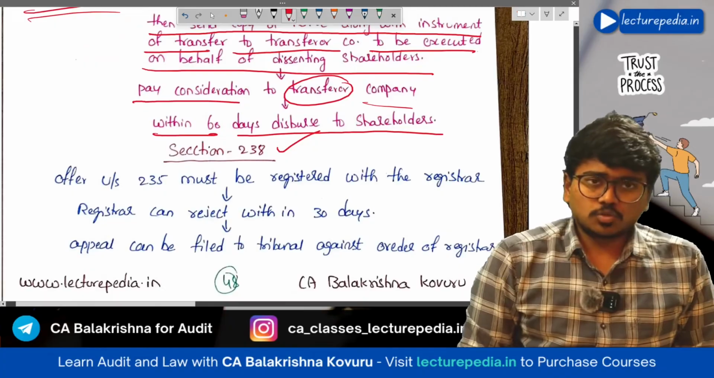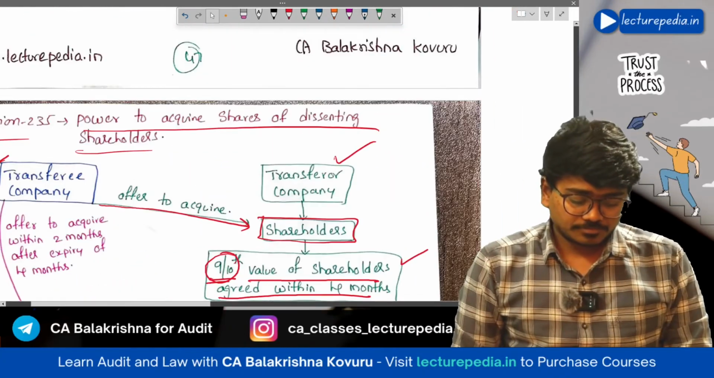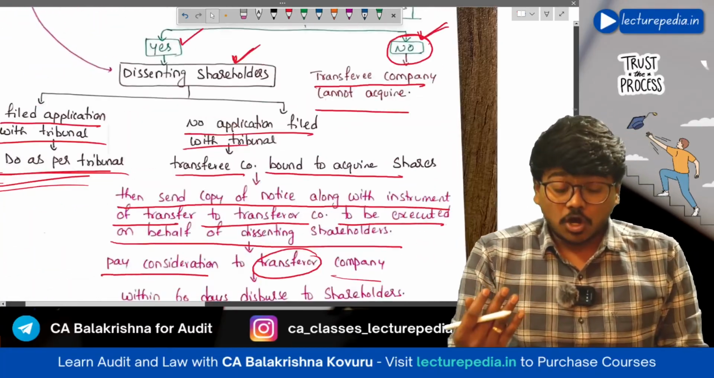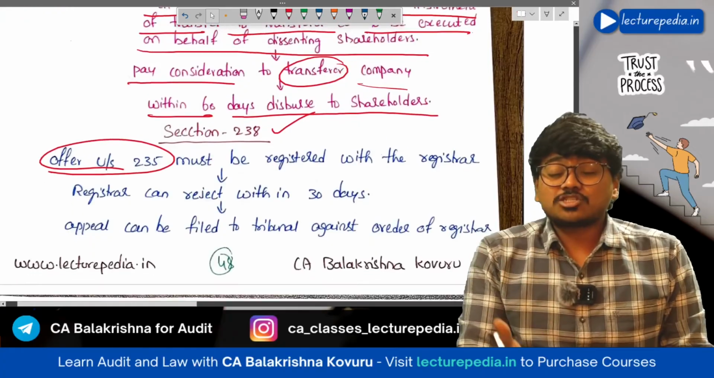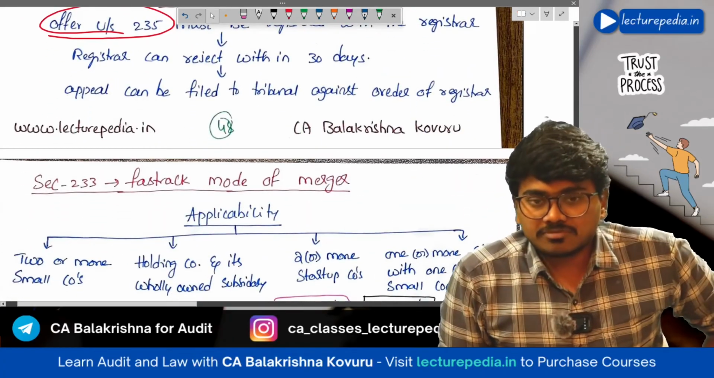Basically, under section 238, what it says is, offer under section 235, that is, the offer to acquire the transferor company has been made. Now, this offer document has to be first of all registered with the registrar before giving the offer.